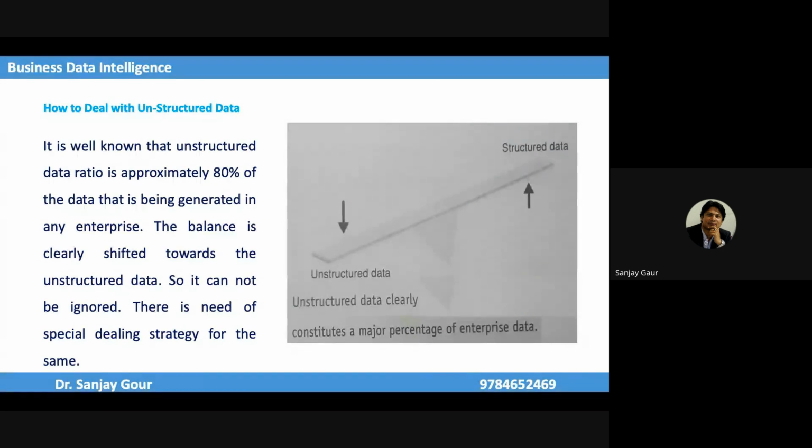Whatever data we are having from digital media and social media, we have to convert and make this data a power to develop intelligence, and this intelligence will help our industry to become profitable. This is the direct equation associated with unstructured data, right? So it cannot be ignored. There is a need of a special dealing strategy for the same.